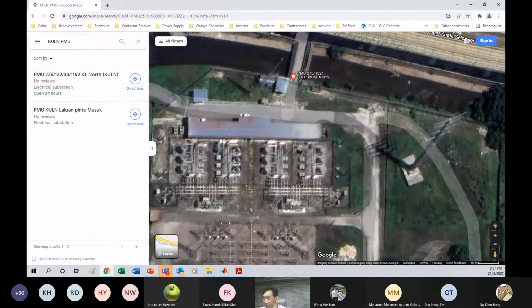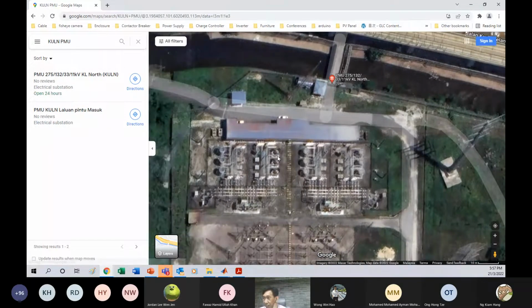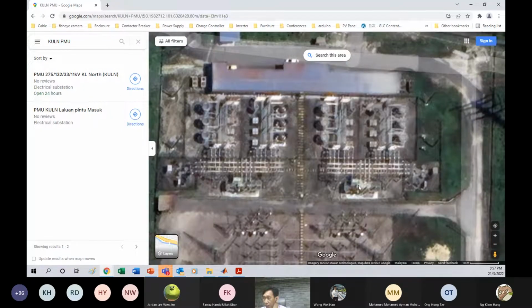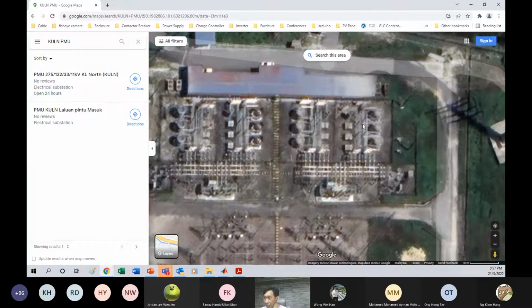Okay, so you can see that. This is a much clearer picture. You will see a control room here, and obviously you see there is a reactor. We have the capacitor, and we have a transformer. So obviously this is one set of SVC. This is another set of SVC.